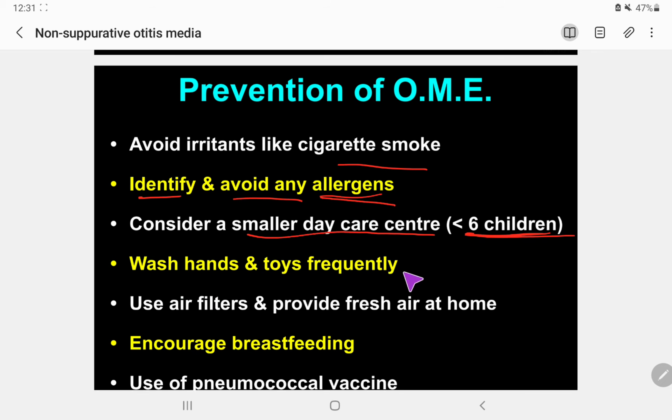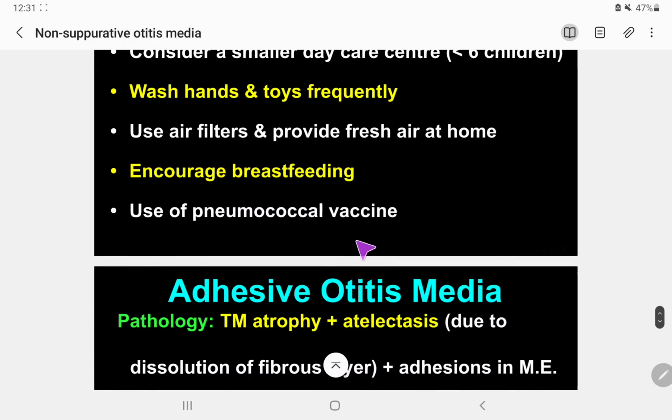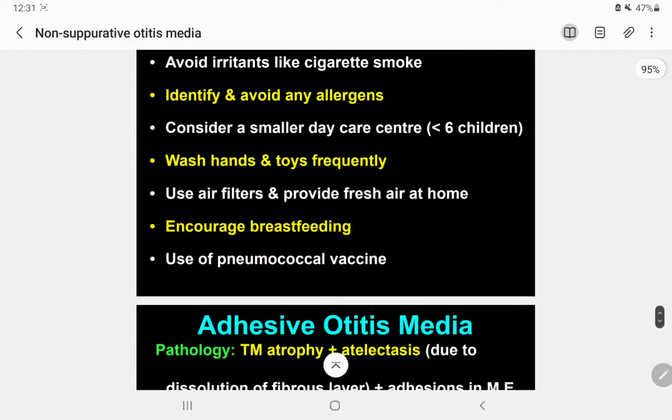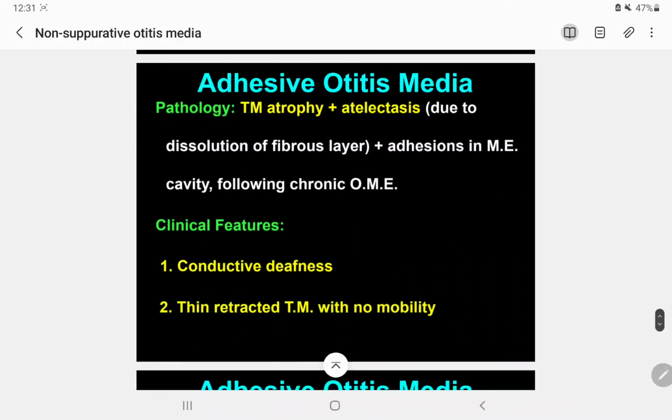Wash hands frequently, and use air filters and provide fresh air at home. And then we have to encourage breastfeeding rather than formula milk, right? And then use of the pneumococcal vaccine as well. So this covers otitis media. All right, so now we will discuss adhesive otitis media.